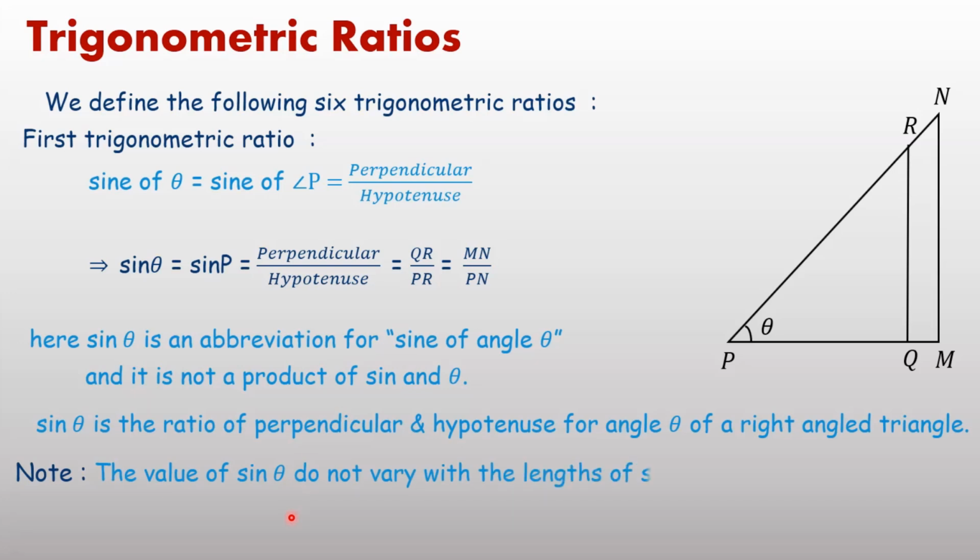One more thing to remember, the value of sin theta does not vary with the length of the sides of the triangle. If the angle remains the same, and here you can observe angle theta remains the same, it implies QR upon PR is the same as MN upon PN. The first trigonometric ratio, sin theta, is now completed. It is the ratio of perpendicular and hypotenuse of a right angle triangle.